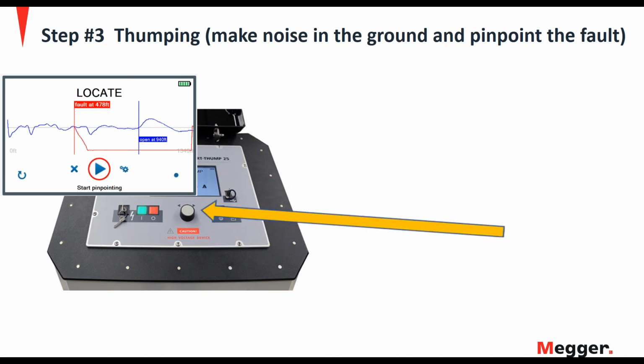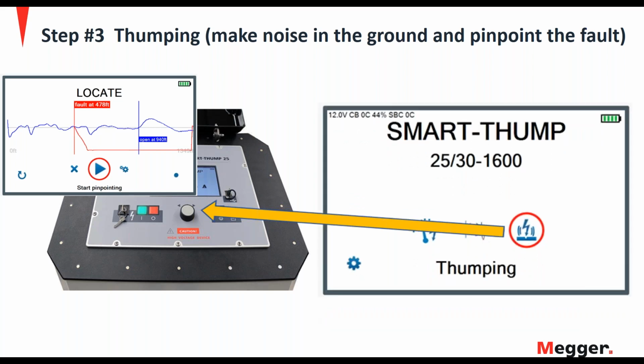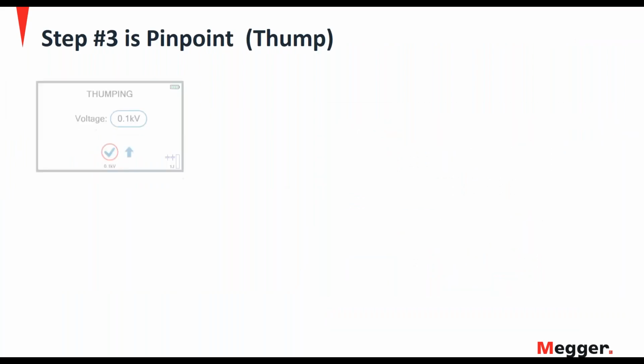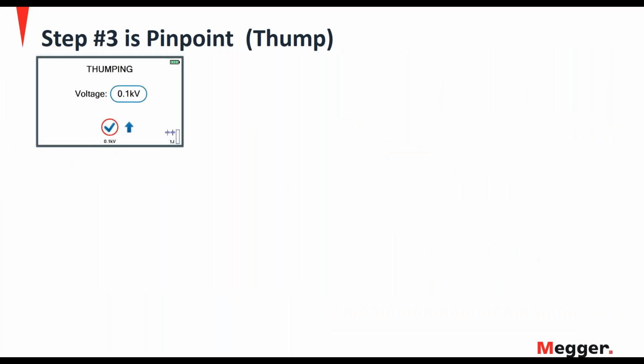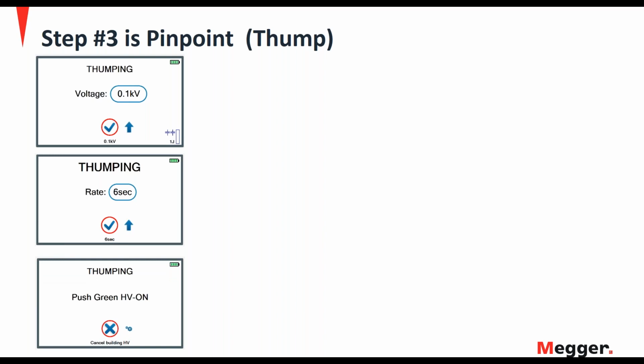Again, we're going to use the single control knob. It's going to pull us into the thumping function, and it will look something like this. First, we'll set the voltage. And again, we know what the breakdown voltage is, so we know where to set our thumper at. We're not guessing. We can adjust the cycle speed, how fast the thumper cycles. It's going to, again, ask us permission.